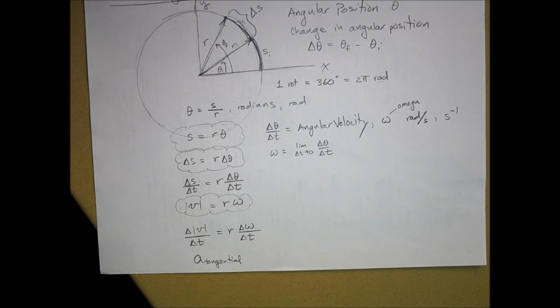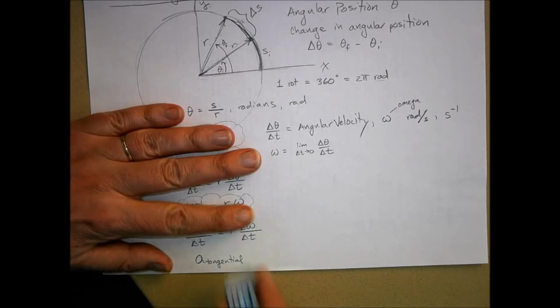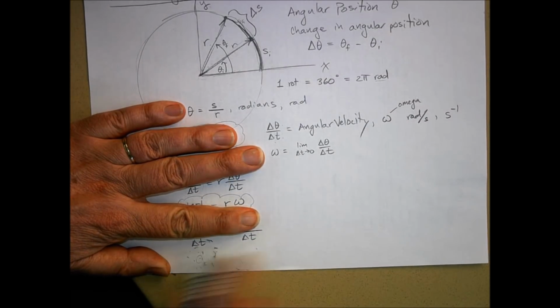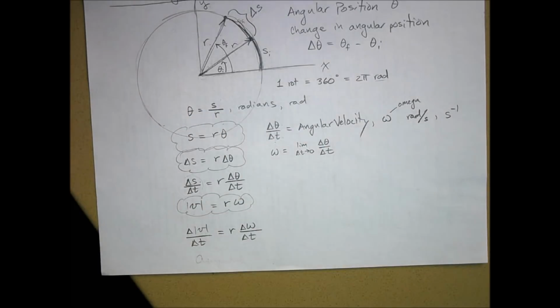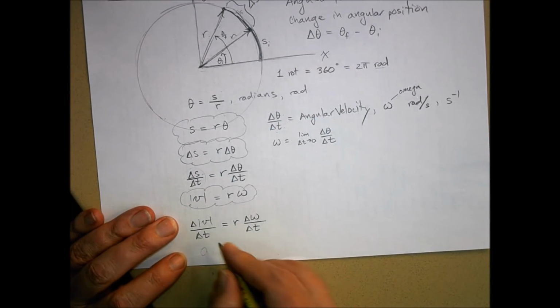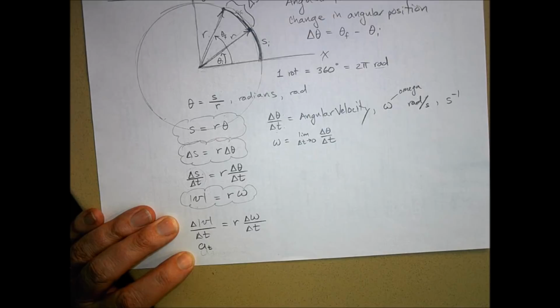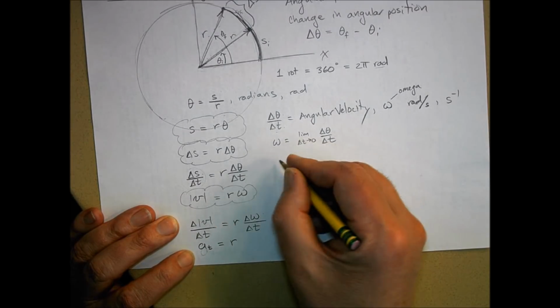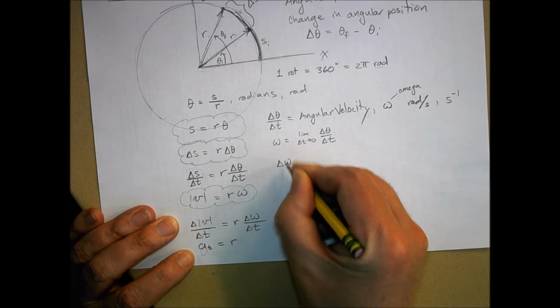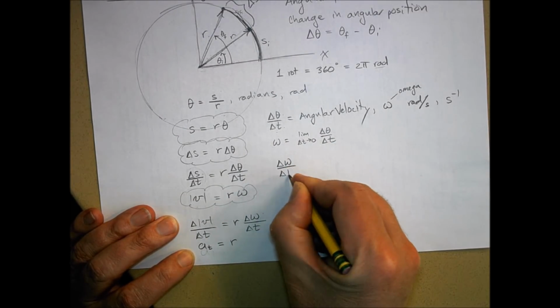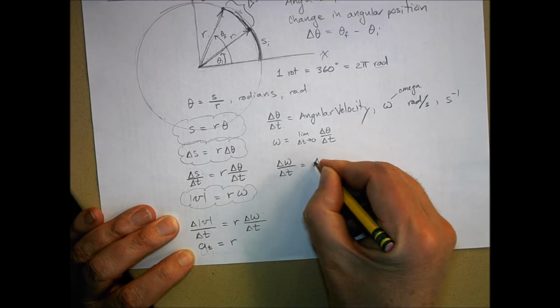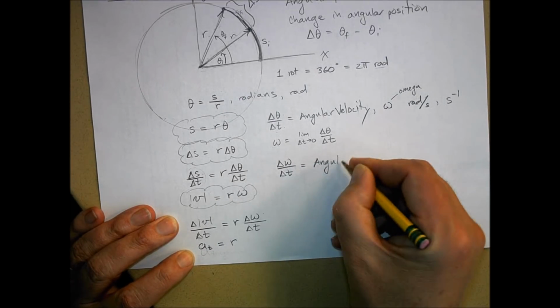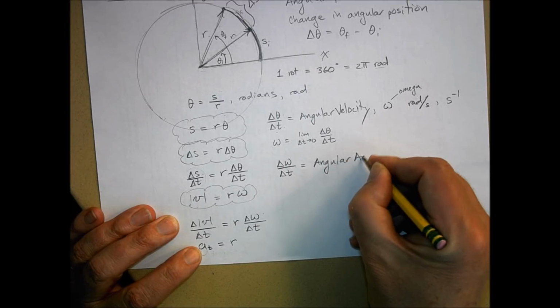Okay. A sub t. Well, actually, hold on a second. I'm going to rewrite this a little bit, squeeze it in. This will have to be, I'm going to call it A sub t. And this is equal to, well, r, well, let's define this, okay? The change in angular velocity over a change in time. This is called angular acceleration.